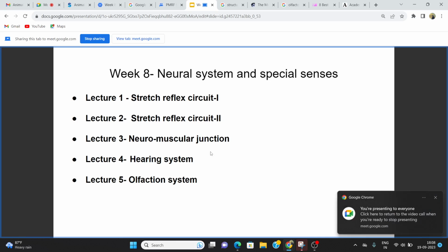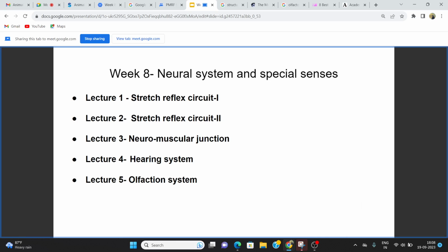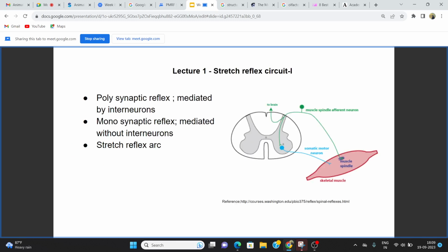So the first two lectures were mainly regarding the stretch reflex circuit. Then it was the neuromuscular junction. Then the fourth lecture was mainly regarding the hearing system, how the ear is able to perform hearing as well as balance. Then the final lecture was mainly regarding the olfaction system, especially regarding insects and how they are able to respond to chemical sensors, etc.